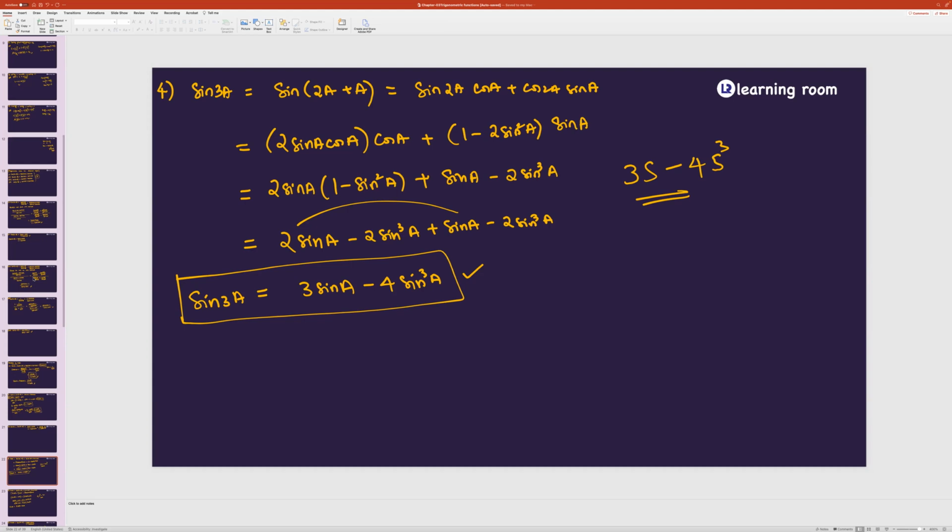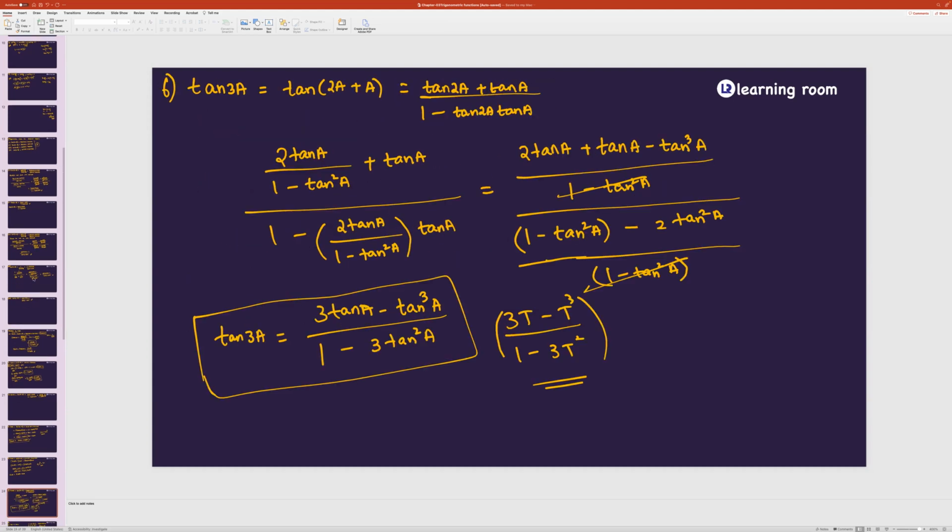Right? Next. What about tan 3A? You will have tan of 2A plus A. So at one place you will get tan 2A. All that you need to do is directly substitute the value of tan 2A, take LCM, cancel the denominators, and then write the final expression. So what will you get? 3 tan A minus tan cube A, over 1 minus 3 tan square A.